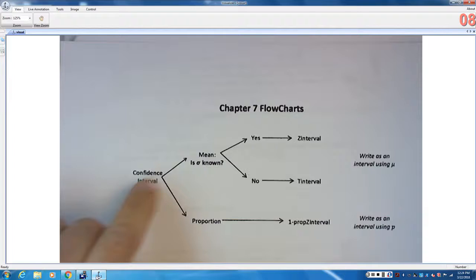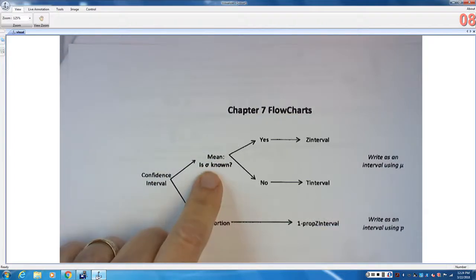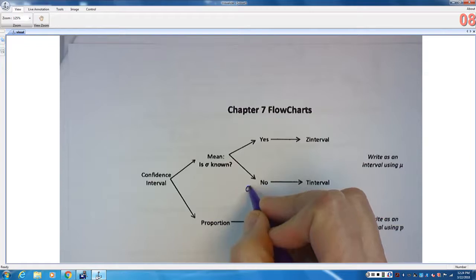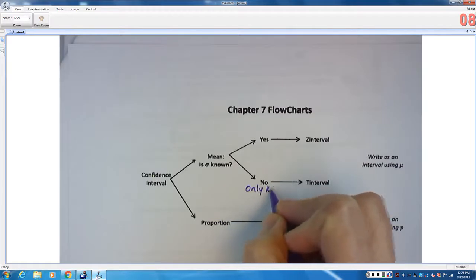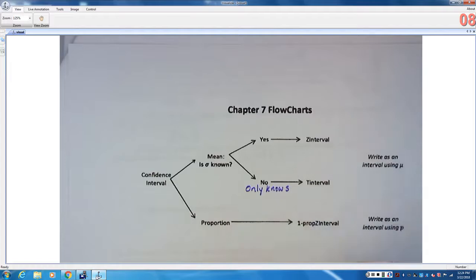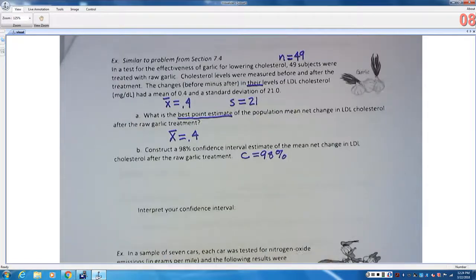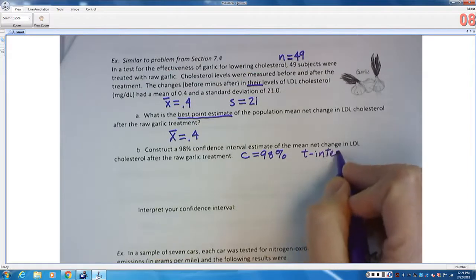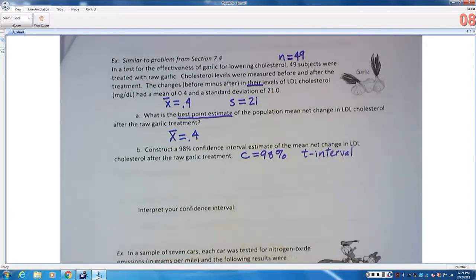It's a confidence interval on a mean, and we don't know sigma. We only know S. We will either know S or sigma, so we only know S. So we do a T interval. We have to do a T interval on our calculator.